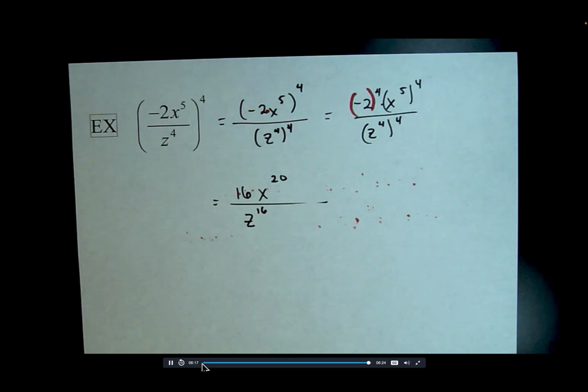Okay, and that's probably a good stopping point. So I'll stop there, and we'll come back and do some more examples.